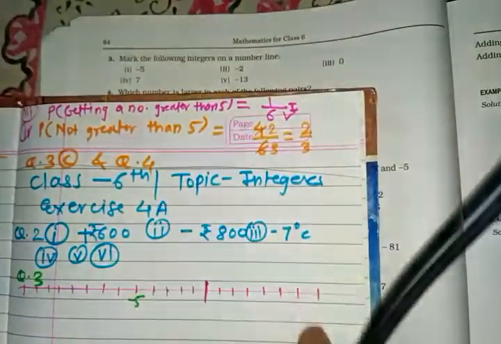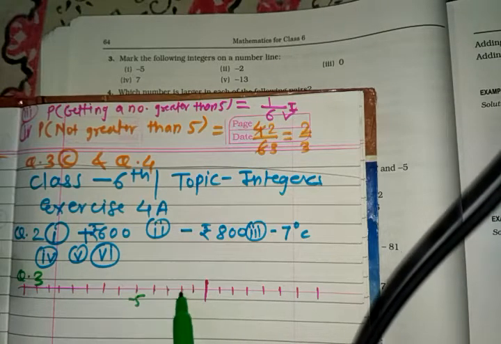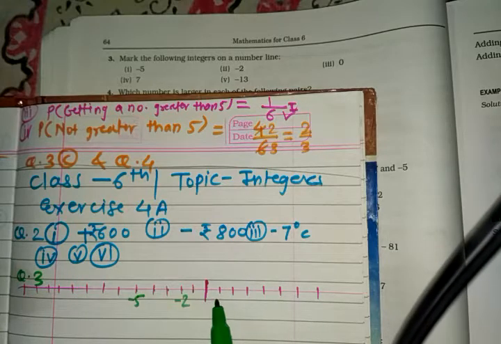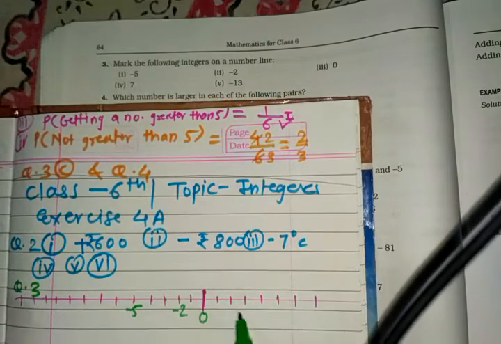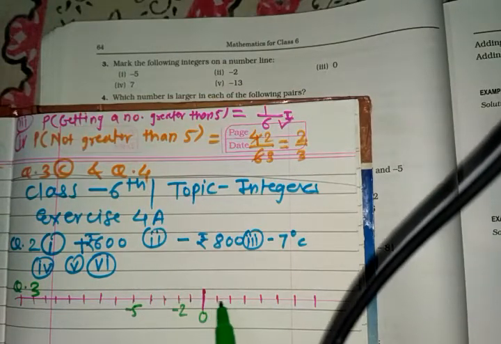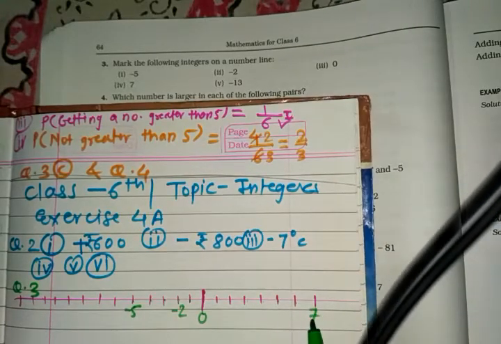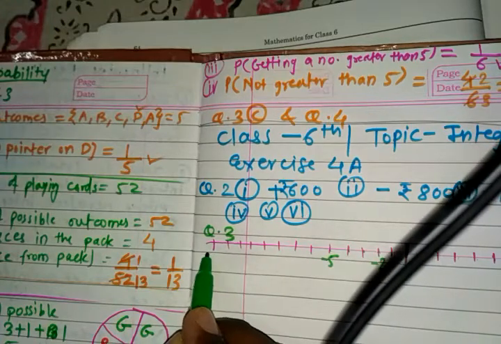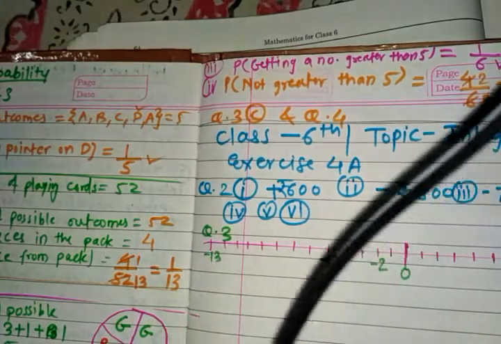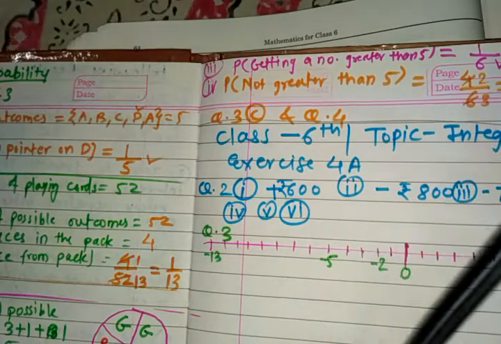After that, minus 2. Again we have to go on the left hand side, minus 1, minus 2. Right? For 0, it is this bigger line, it is 0. And positive 7 on the right hand side, 1, 2, 3, 4, 5, 6, 7. Right? And the last, minus 13. I have taken the last point of this as 13, so that is minus 13. So in this way you can represent each and every positive and negative integer by using this number line.